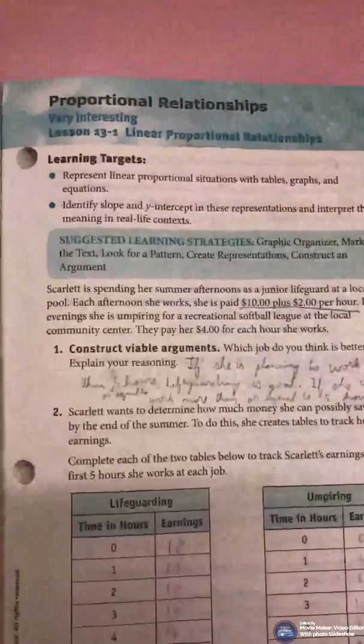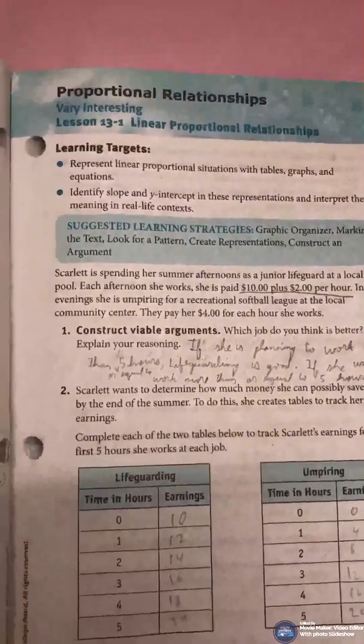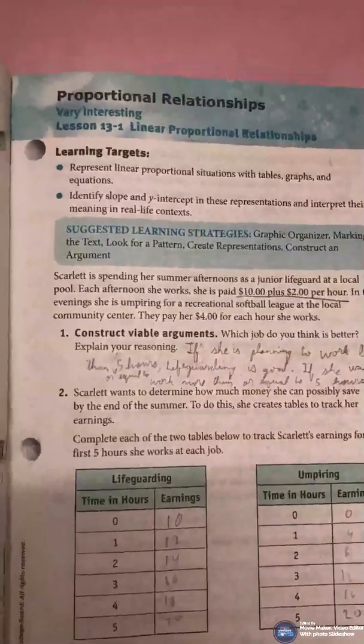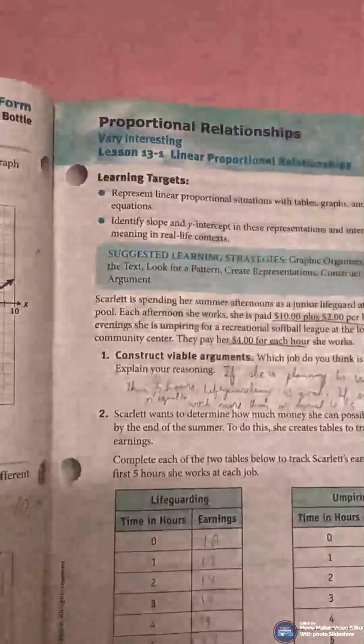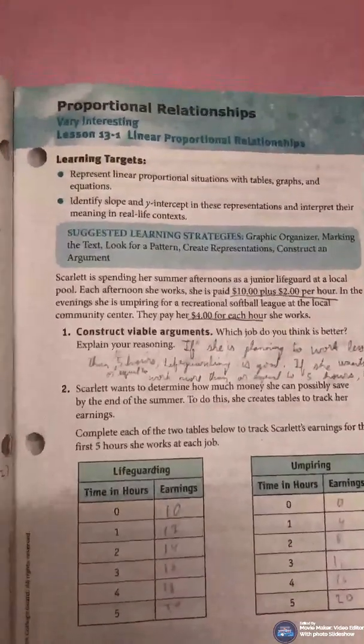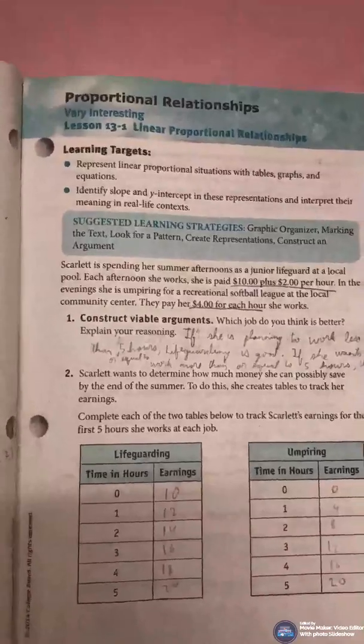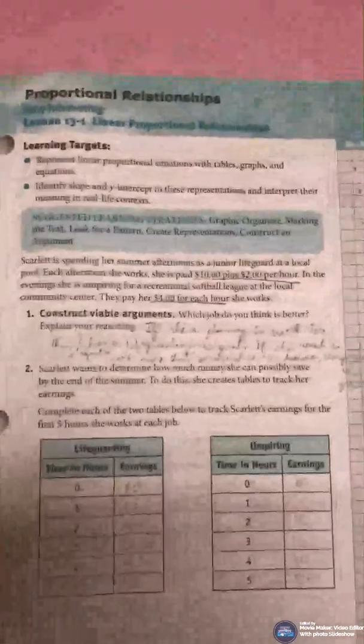In the evening, she's umpiring for a recreation softball league at the local community center. They pay her $4 for each hour she works. So we should probably also underline this because this is important. So this problem means that Scarlett is doing two jobs. So let's model the situation of Scarlett's two jobs.